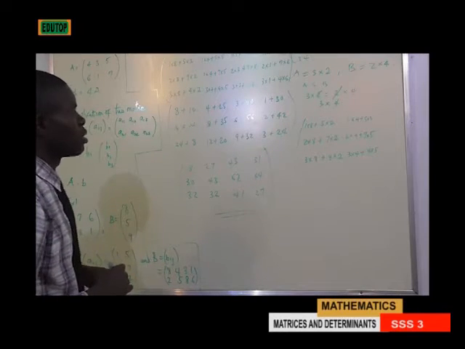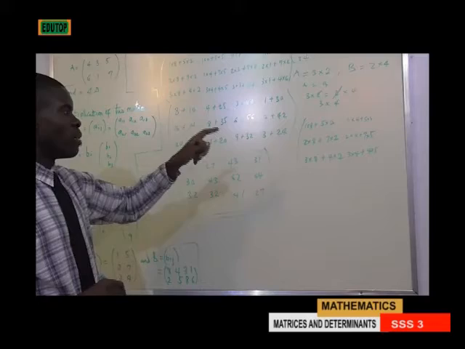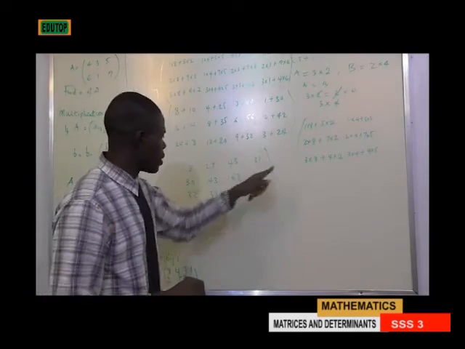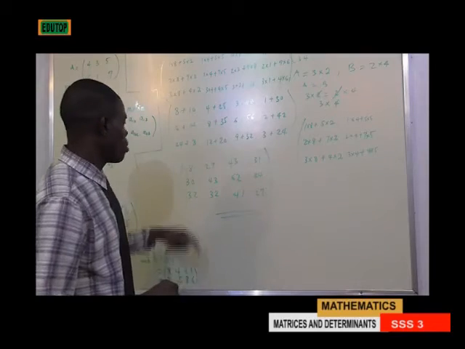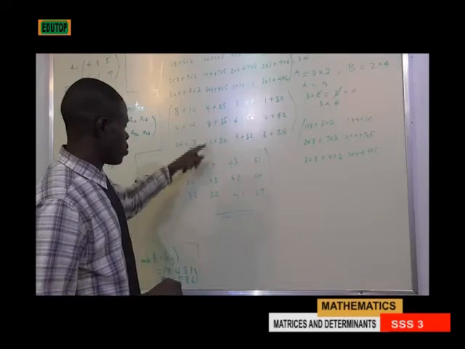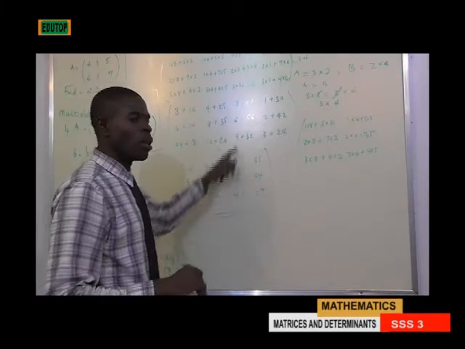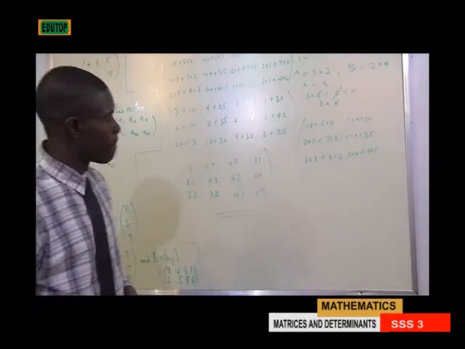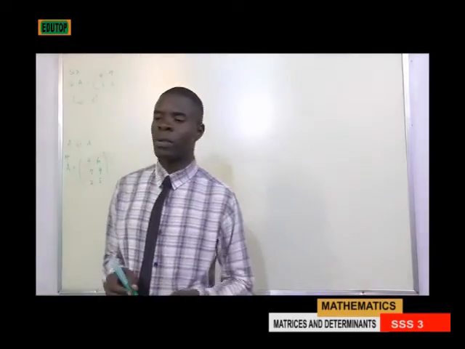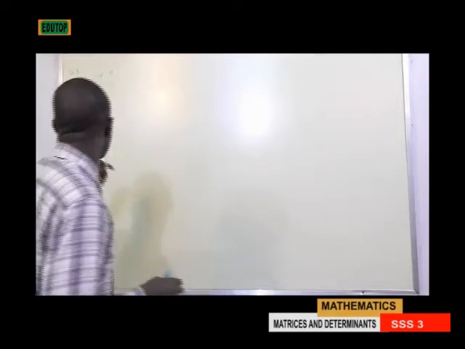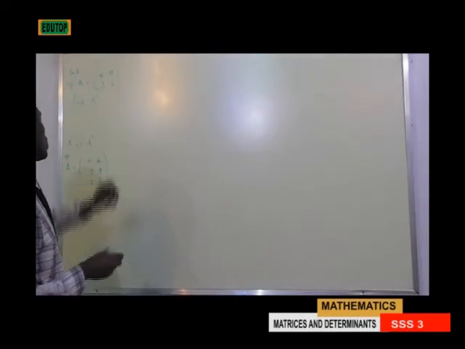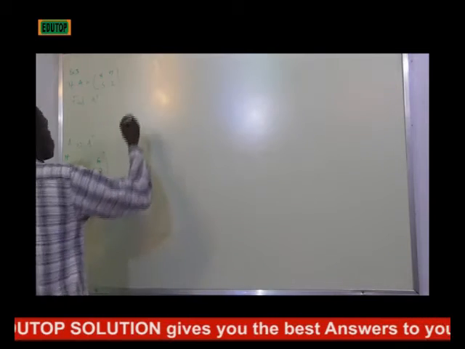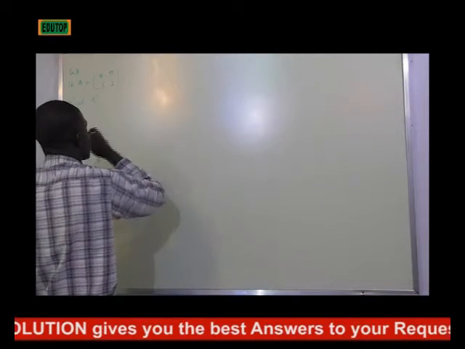multiplied by B, which results in a 3 by 4 matrix, with rows 1, 2, 3 and columns 1, 2, 3, 4. So example 3 now. Example 3 is on the board. We have, if A is equal to this, find A square.